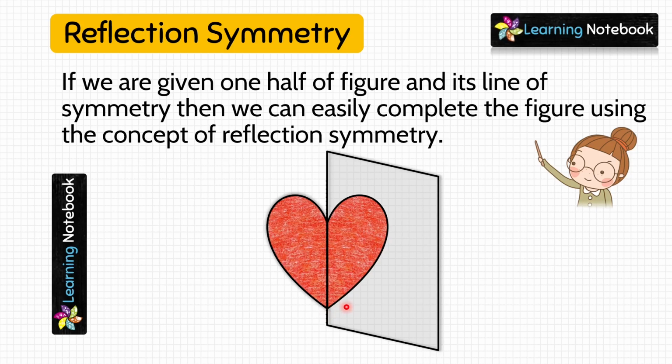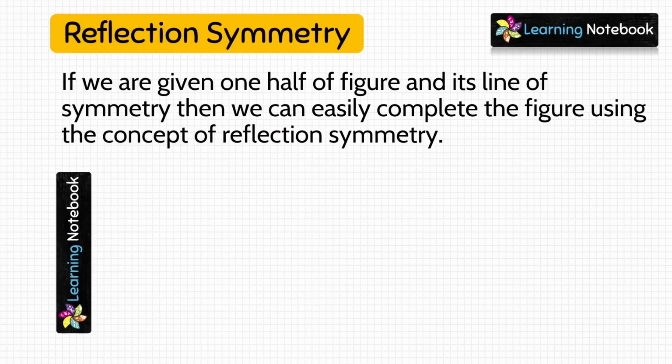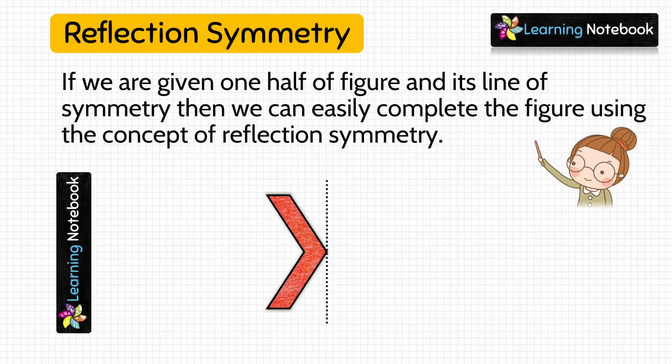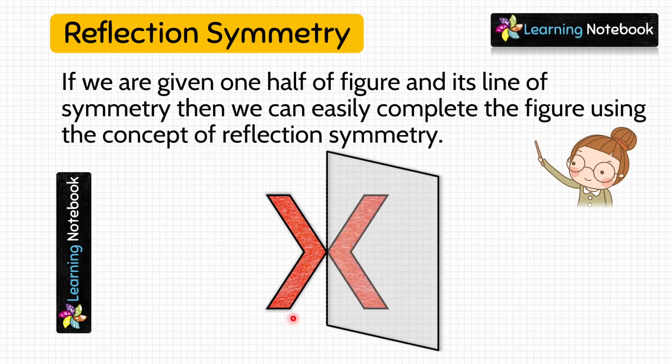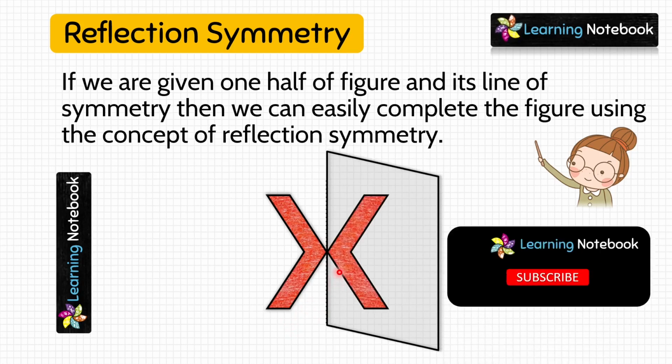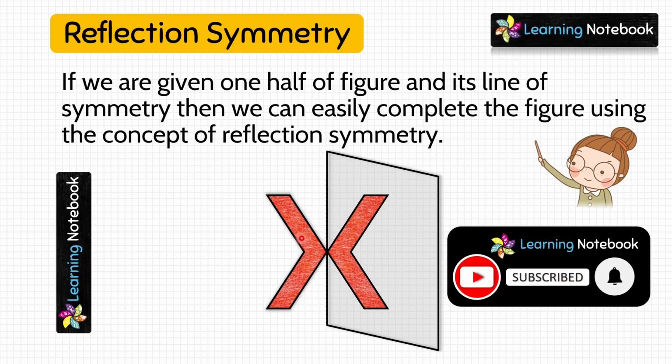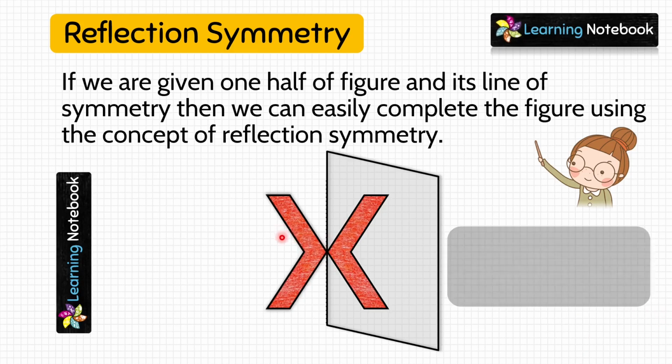Let's see one more example. Here, take a look at this picture. We are given half x and a line of symmetry. So again, if we place a mirror on its line of symmetry, it completes this picture. Right, students? So, now I'm sure you have understood the concept of reflection symmetry and how to use this concept to complete a given figure.